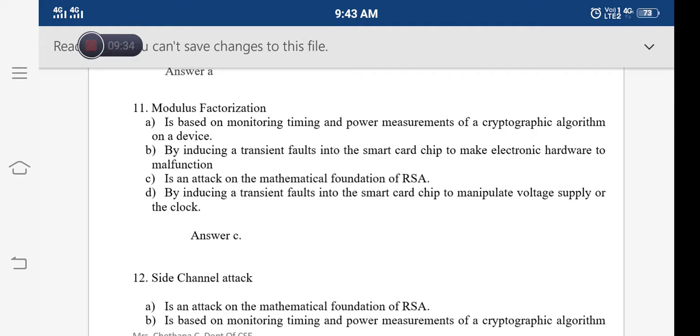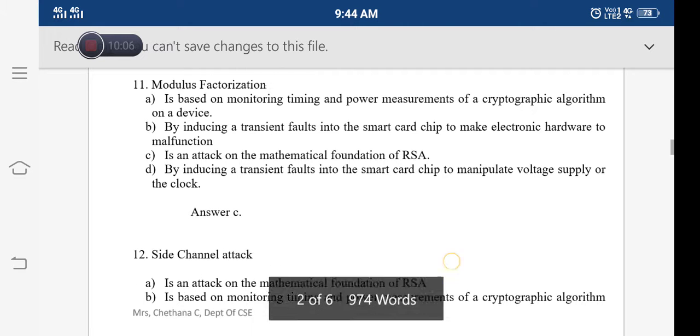It is an attack on the mathematical foundation of RSA. Why is it the mathematical foundation? Because we will be finding the factors of n. We know that in RSA the value of n equals p into q. So the aim of the attack here is to find the values of p and q, which give us the modulus n value. So the answer is C: it is an attack on the mathematical foundation of RSA.